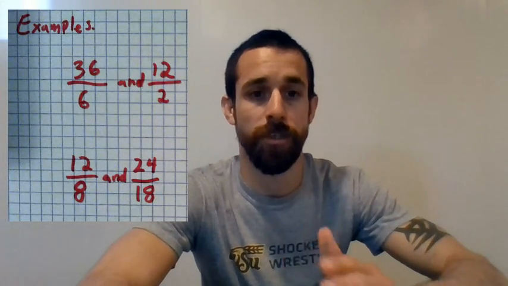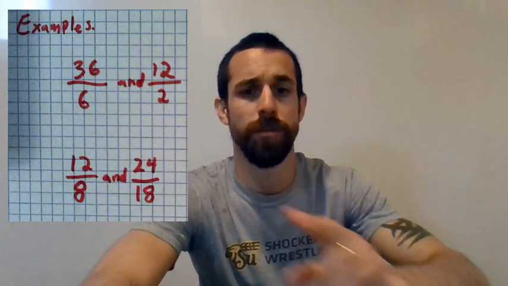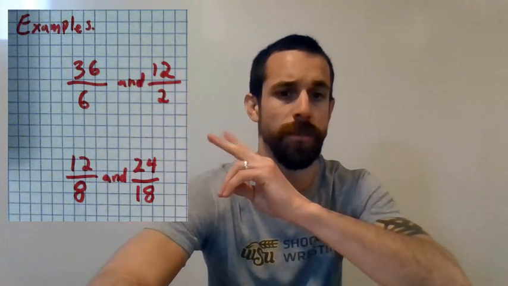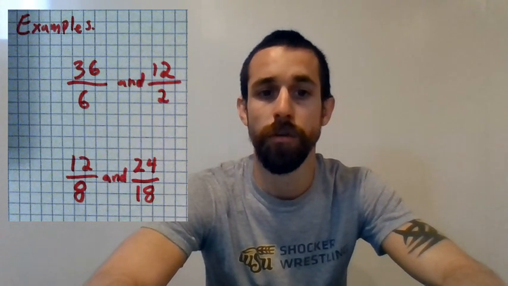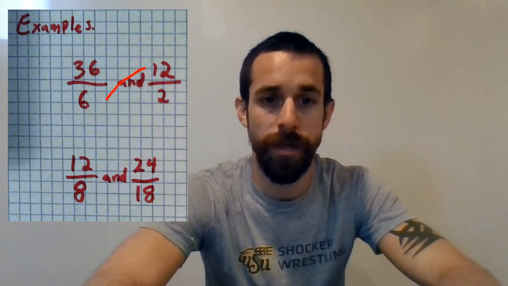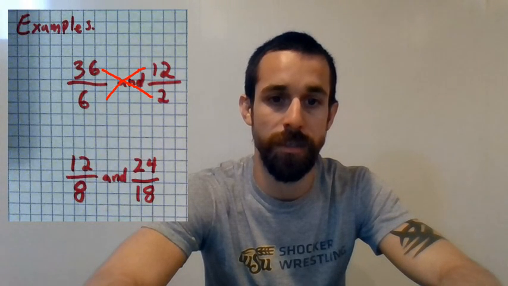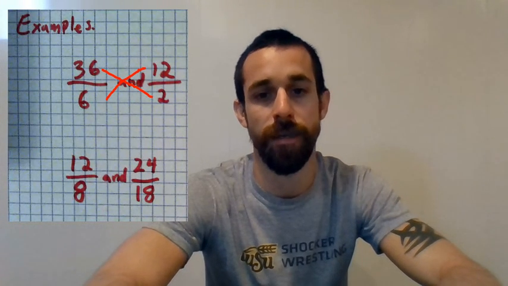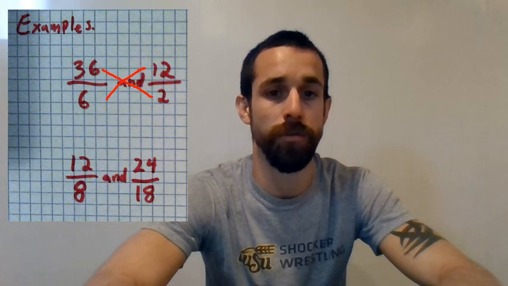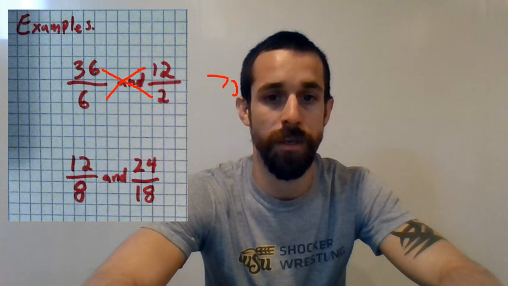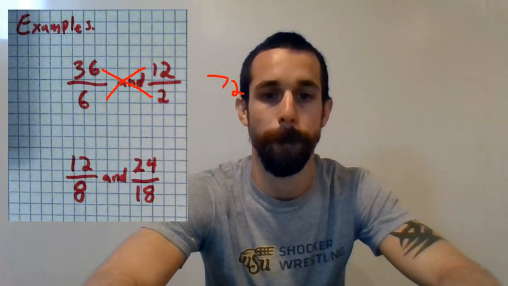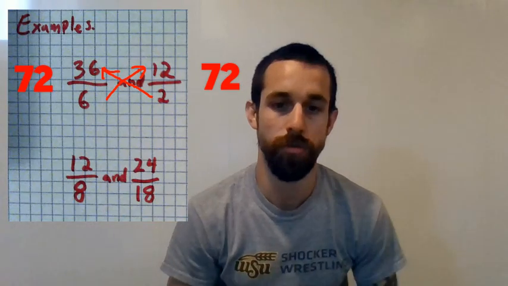So for the first section, they give you these problems where they give you these two fractions and they ask you if they're proportional. The way to figure it out is to multiply diagonally. So 36 times 2 and 6 times 12. Both of those will give you the answer of 72. Because they're both 72, that means that they are proportional.